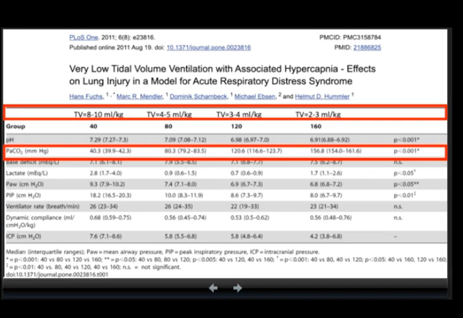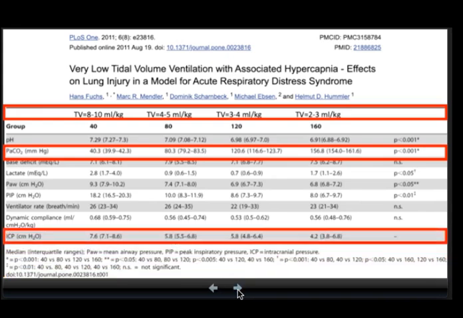Group 3 had a tidal volume target of 3 to 4 mL per kg with a PaCO2 of 120 millimeters of mercury. Finally, group 4 had a tidal volume of 2 to 3 mL per kg with a PaCO2 of 160. Oxygenation and lung protection were maintained at extremely low tidal volumes in association with very severe hypercapnia, and there were no adverse hemodynamic effects or effects on intracranial pressure that were observed with these strategies.